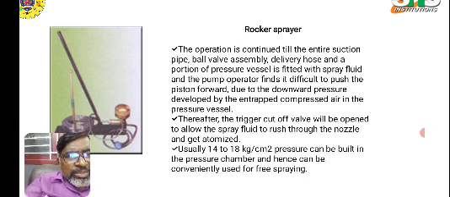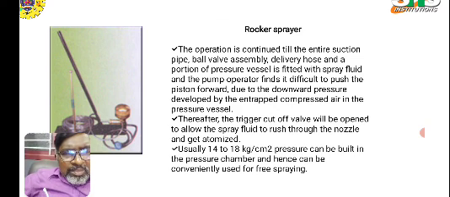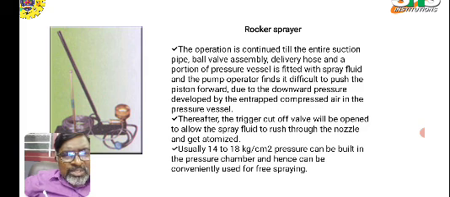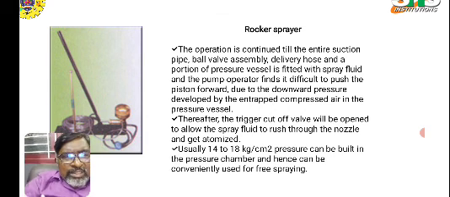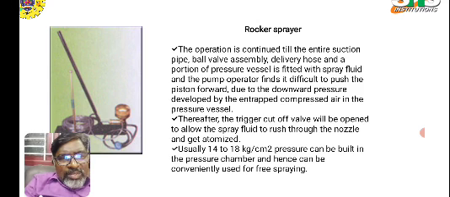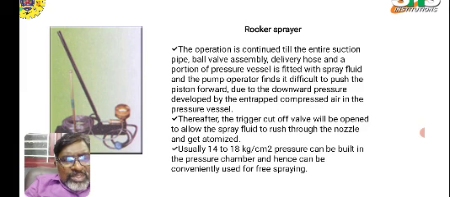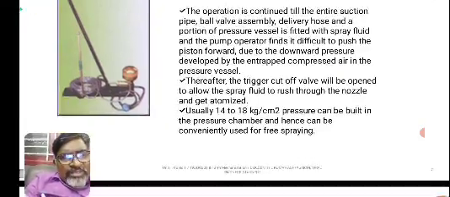The operation is continued until the entire suction pipe, ball valve assembly, delivery hose and a portion of the pressure vessel are filled with the spray fluid, and the operator finds it difficult to push the piston forward due to the downward pressure developed by the entrapped compressed air of the pressure vessel. Therefore, the trigger cutoff valve is opened to allow the spray fluid to rush to the nozzle and get atomized. Usually 14 to 18 kg per centimeter square pressure can be built in this pressure chamber, and hence it can be conveniently used for tree spraying.